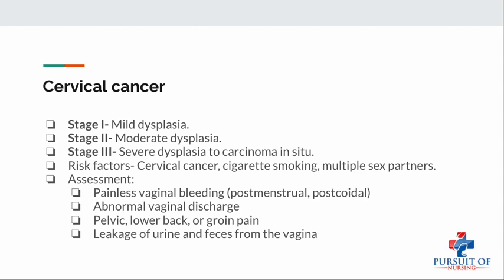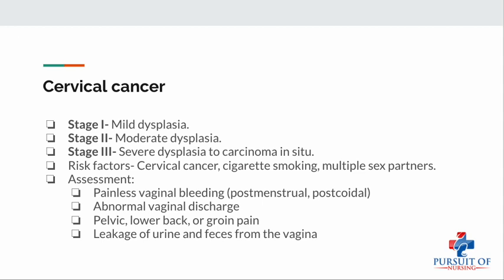All right, so on the other end, we have cervical cancer. There are 3 stages. You can see them there. Risk factors include, of course, a history of cervical cancer, cigarette smoking, multiple sex partners. You're going to do your screenings with pap smears. These pap smears should be done annually if it's abnormal, or every 3 to 5 years if it's normal, depending on the specific testing that was used.